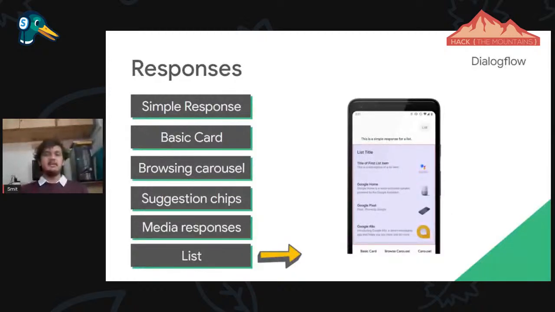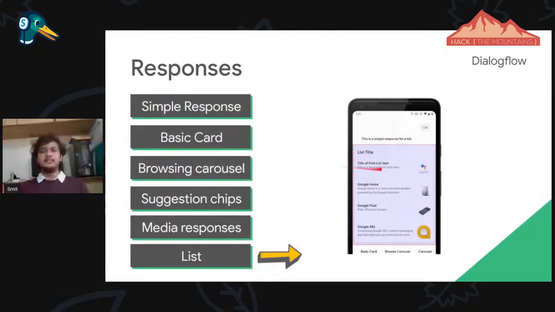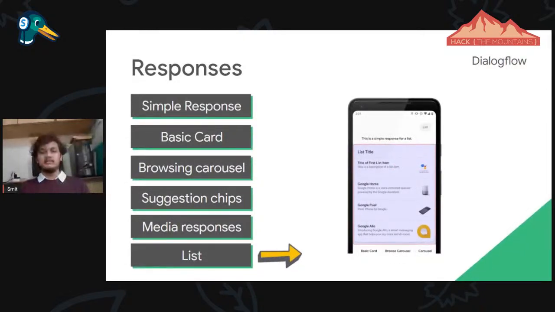Now again, if you see, it will contain a list title and list items. The list title is one line. You cannot add multiple lines, and the title must be unique.